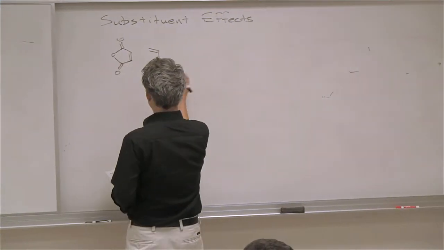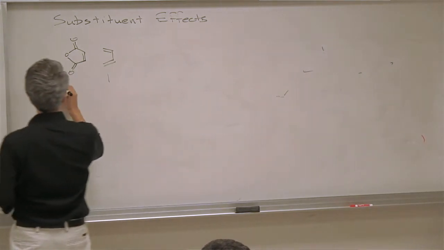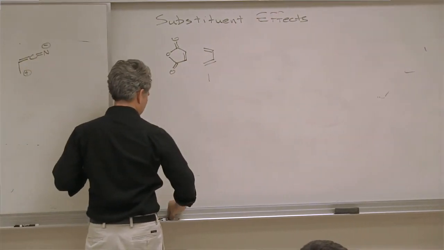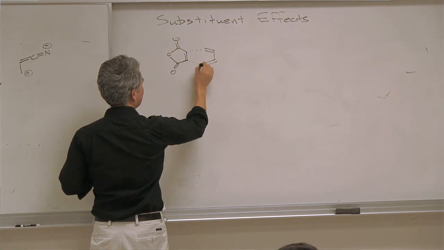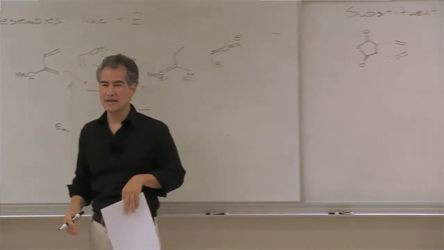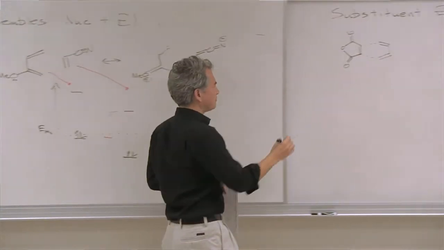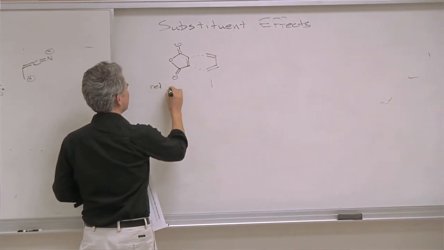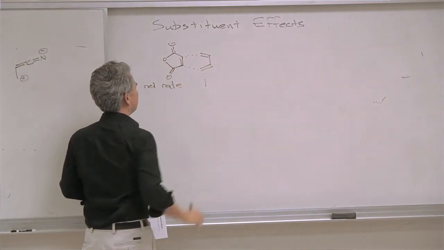Okay, so I'm going to assign some relative rates for Diels-Alder reactions. Let me just draw a dotted line here. I'm not going to draw the arrow pushing, so you can see the connectivity. I'm going to assign this a relative rate of 1, and we'll compare everything to this relative Diels-Alder reaction rate.